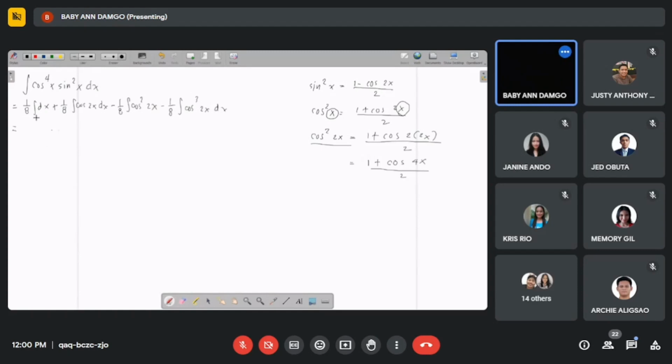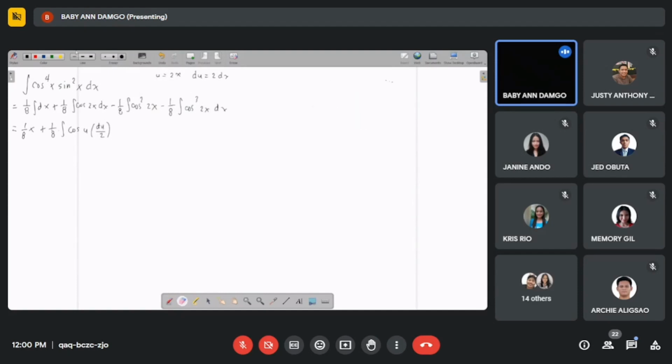Okay, so integrating here, we have 1 over 8. The integration of dx is x. Okay, and here, we let u be equal to 2x. Okay, so our du is 2dx. So we have 1 over 8 integration of cosine u, and then our dx here is du over 2. Okay, so I will erase this.